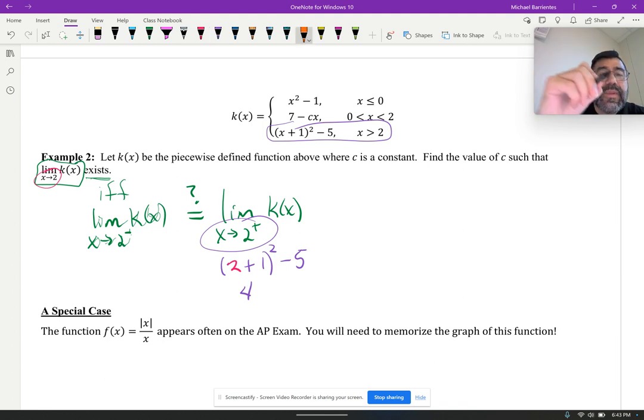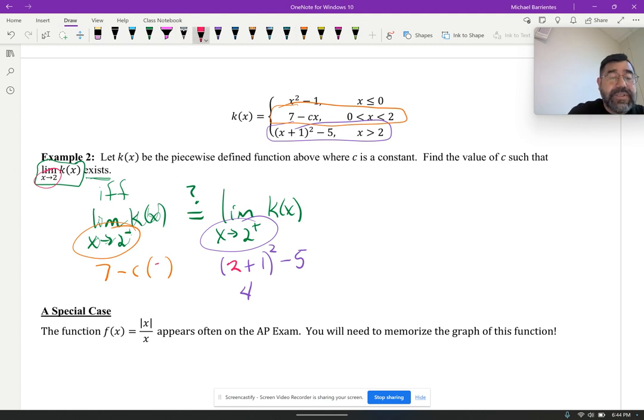Let's keep going. What about the left side? I'm approaching 2 from the left, meaning my x values are smaller than 2. Well, that would be this section, because those are x values that are between 0 and 2. So I'm going to take that formula, and wherever I see an x, I'm going to substitute my x value that I'm approaching, which is 2. And I'm going to simplify as much as I can.